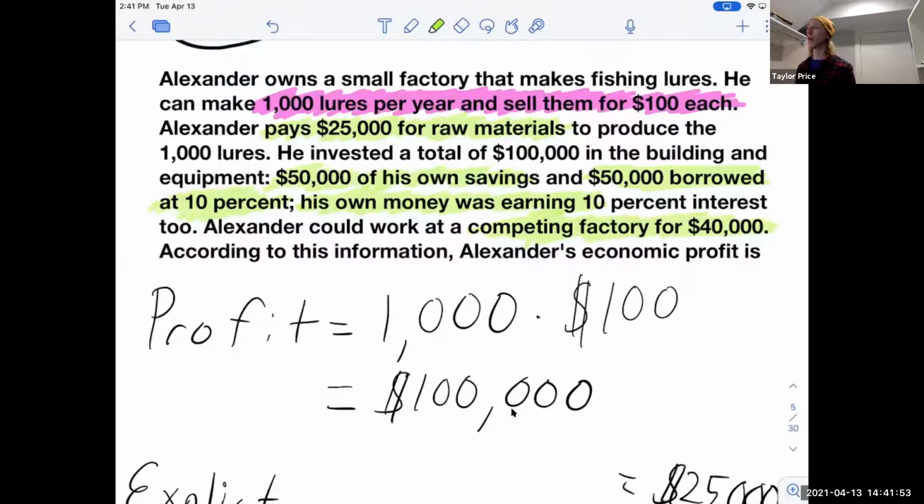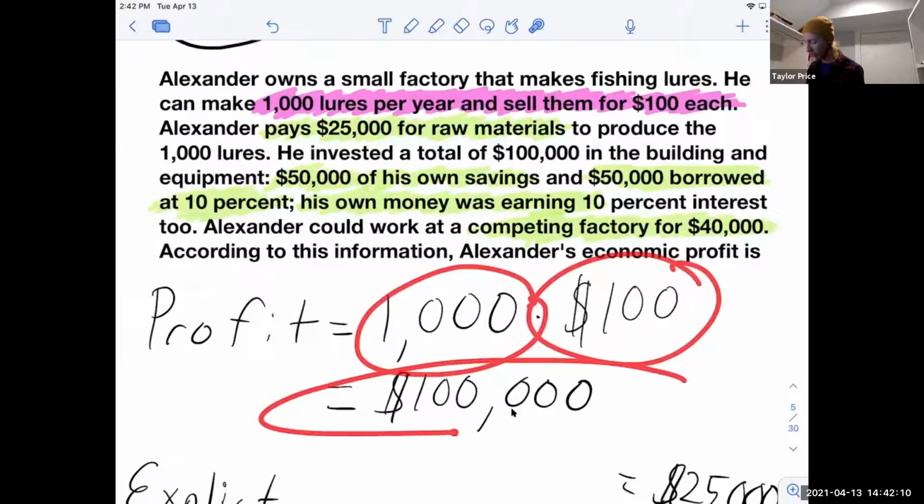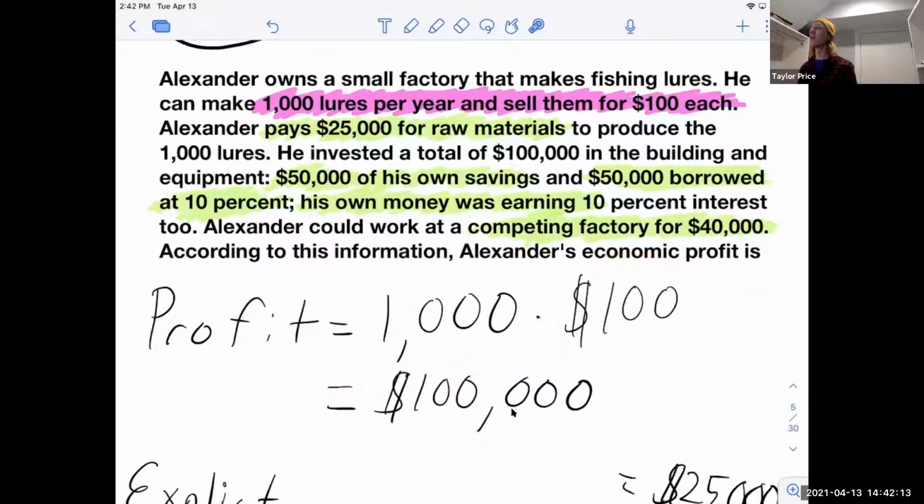So profits are the quantity times the price. So the pink highlight is going to be his profits. So we're just going to take the quantity times the price to get his profits of $100,000. Then the next piece of information we need to know is, what are his explicit and implicit costs? So I've highlighted all of the costs, and we'll walk through which one is which.